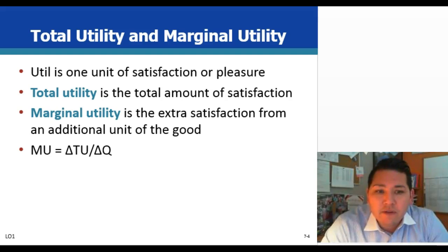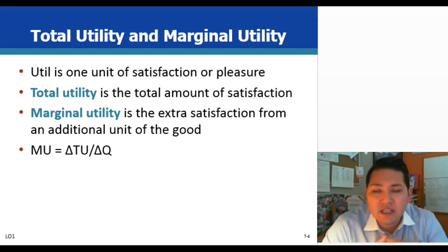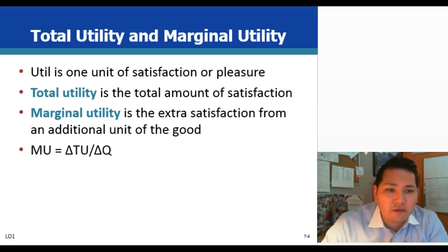Right, so marginal utility refers to the extra utility a consumer gets from an additional one unit of a specific product. In a short period of time, the marginal utility from successive units of a given product will decline. Right? This is known as diminishing marginal utility.